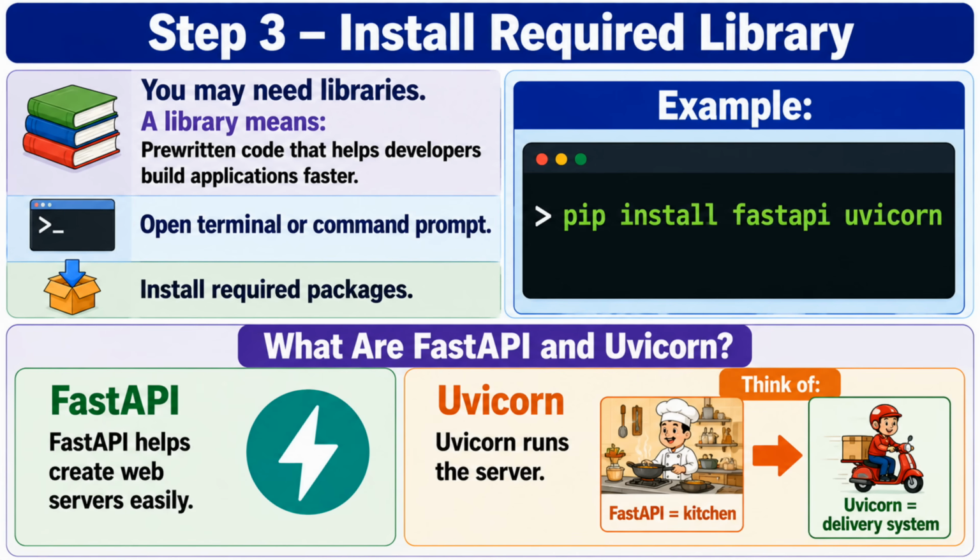Step 3. Install required libraries. A library is pre-written code that helps developers build applications faster. Open terminal or command prompt. Run this command: pip install fastapi uvicorn. What is FastAPI? FastAPI helps you create web servers easily. What is Uvicorn? Uvicorn runs the server. You can think of FastAPI as a kitchen, and Uvicorn as the delivery system.